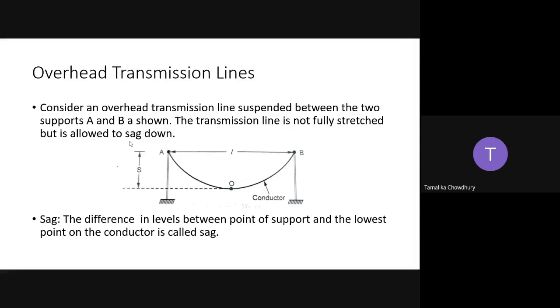Okay, so that shape is a catenary or kind of parabola, and this is called sag. In this diagram, you can see that using S, a portion is marked. The difference between the topmost part and the bottommost part of the conductor where it is hanging is marked using S. That S is basically representing sag. Sag is the difference in the levels between the point of support and the lowest point on the conductor.